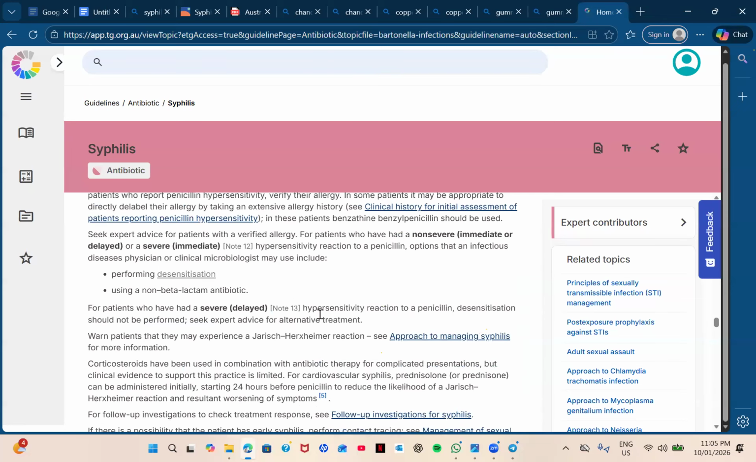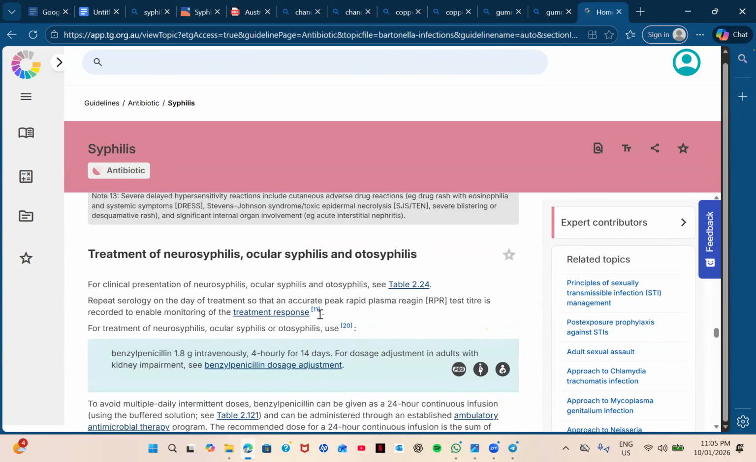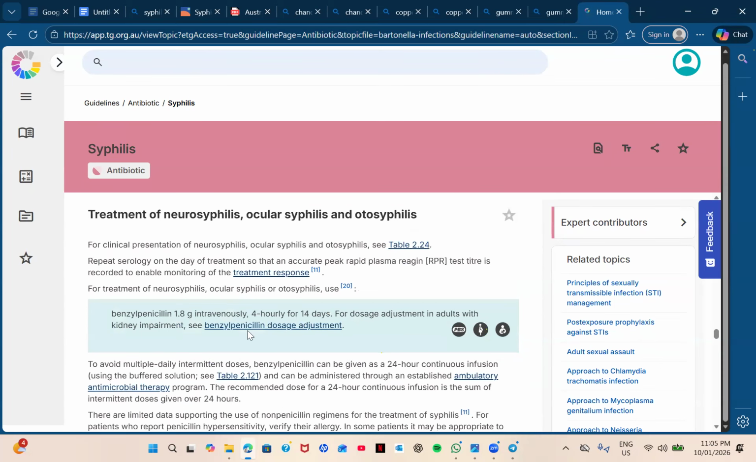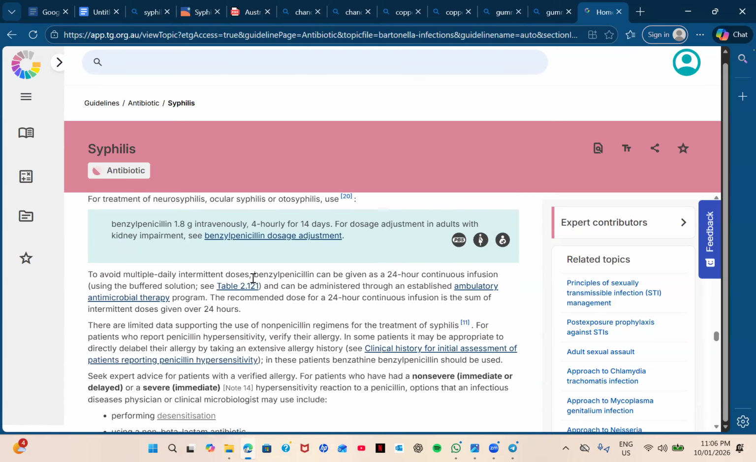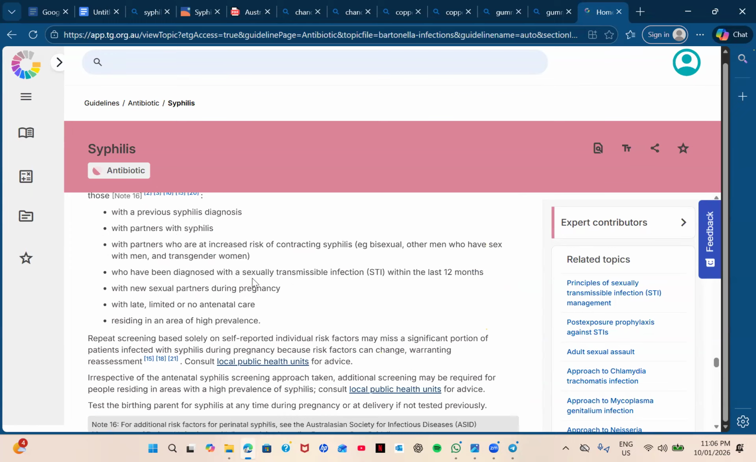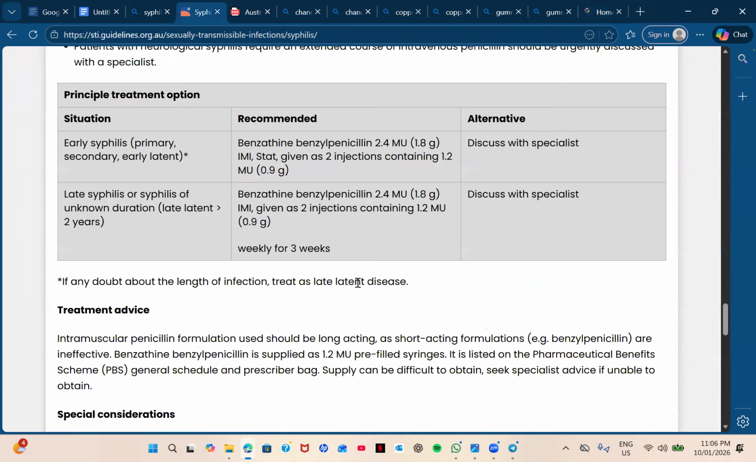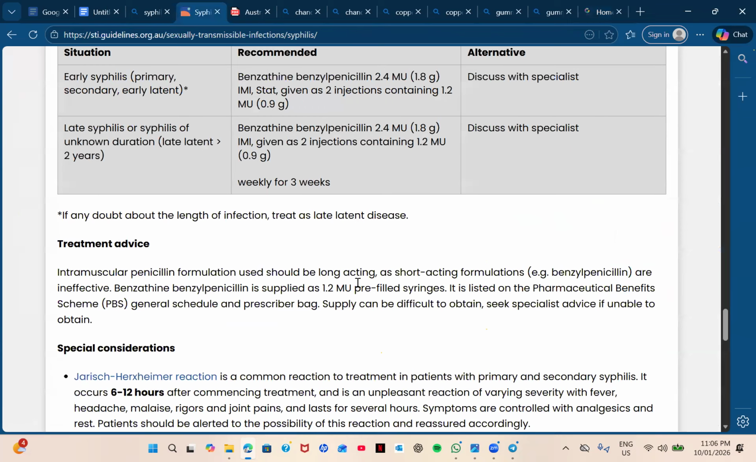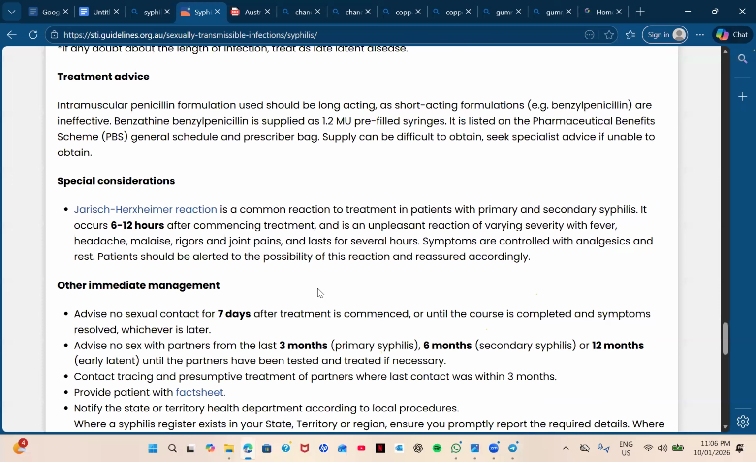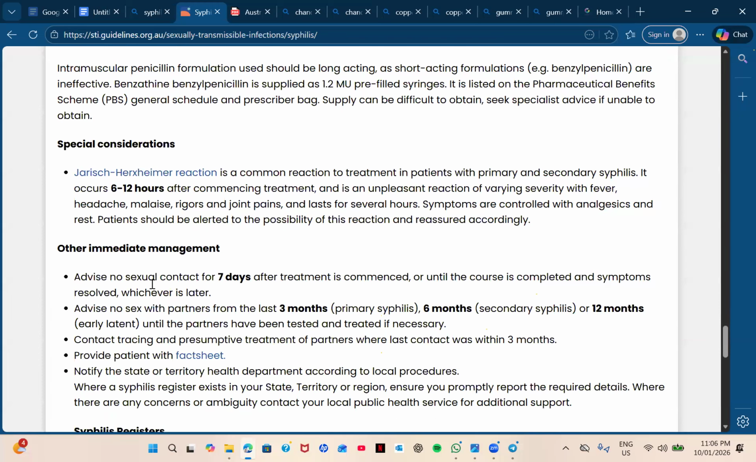Okay. I know we have so much, but just remember the mainstay treatment is benzathine benzyl penicillin. If the patient has hypersensitivity, go with doxycycline. Okay, we'll go back to this one because usually they are not asked to diagnose which type of syphilis, they are just asked for the treatment. Then treatment advice, special considerations.